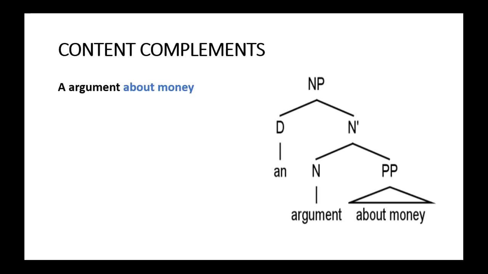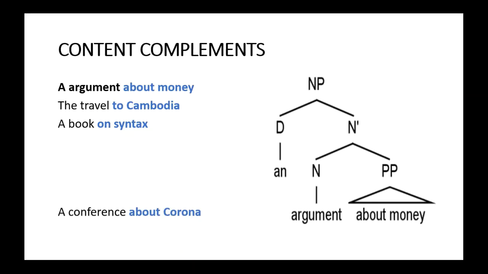Now, in this case, we also have a verb, right? You argue about something. So you have the isomorphism, the parallelism there. But you also have the travel to Cambodia. Again, you have a book on syntax. Syntax is the content of the book. Therefore, on syntax would be a PP complement, okay? A conference about Corona, that's the content of the conference, so that's also going to be a complement.